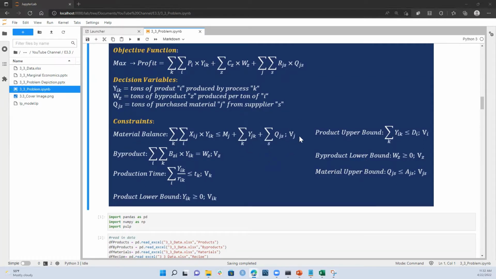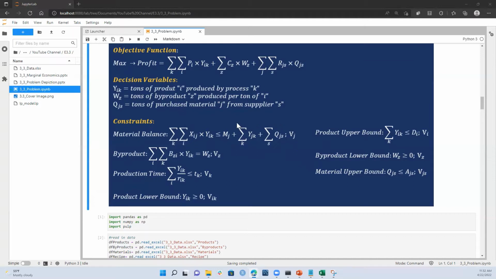The first one we're going to cover we've had, which is our material balance constraint, and it's slightly different than in the previous episodes. So on the left-hand side here, we still have X sub ij, which is the amount of material J consumed in the production of product I, multiplied by the amount of product I made on machine K, which is Y sub ik, and that is summed up for all products I in set I and across all processes in set K. And that gives us the total amount of material J consumed. And that has to be less than or equal to the material that's available.